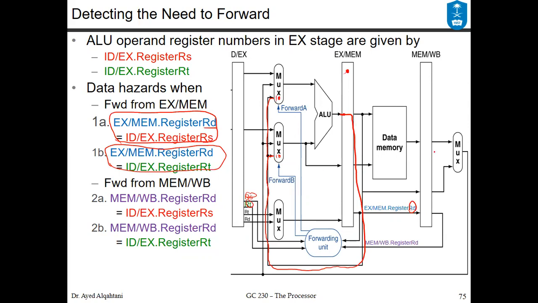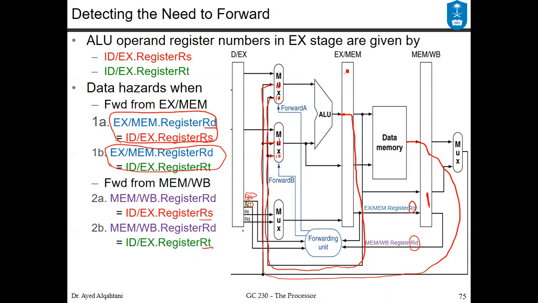Or the other way is forwarding from the memory write back pipeline register, which means that you are forwarding from the memory to ALU. So you forward it this way. Notice this line below, and then you go up here and here. This will be 1, 0, and this will also be 1, 0. And this happens when the RD of this pipeline register, which is the memory write back register RD, being the destination register, is equal to the source register RS or the source register RT, which are these two.